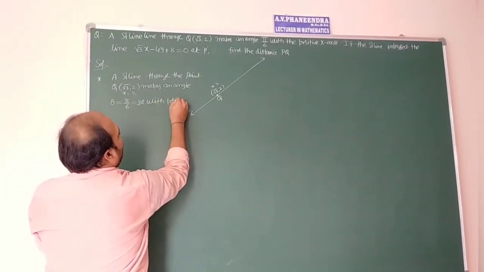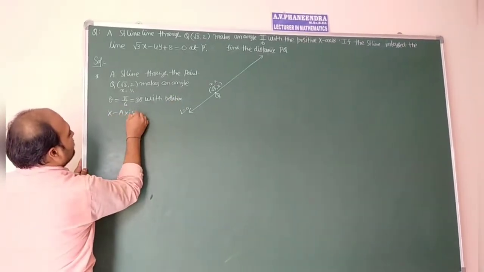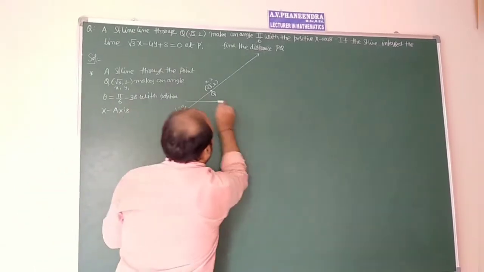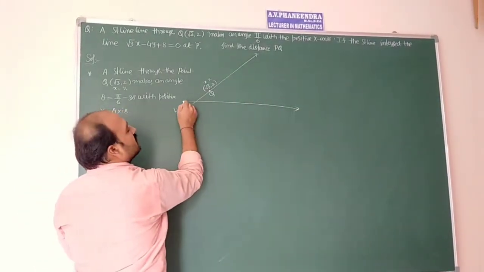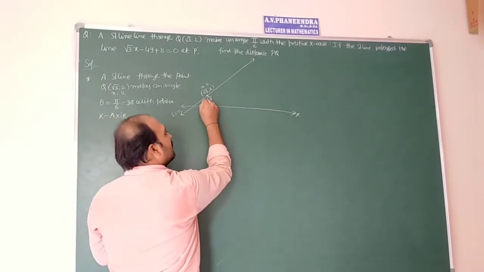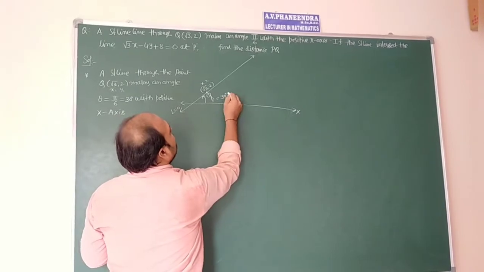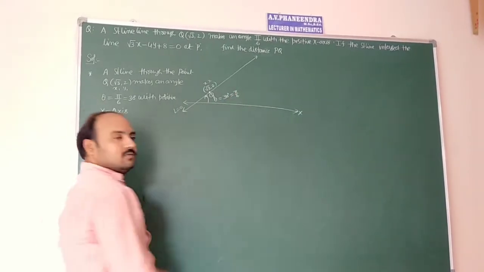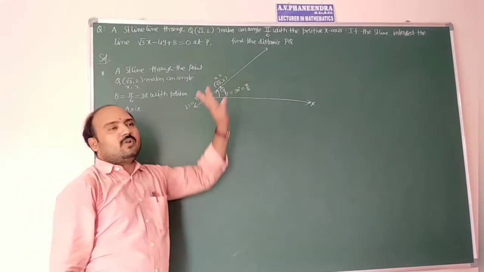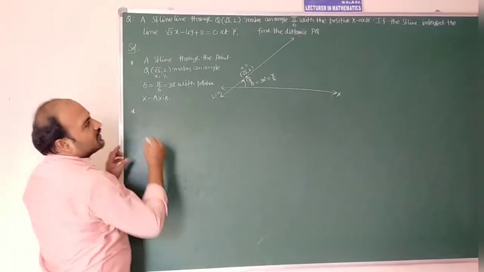With positive x-axis. This is the positive x-axis. Makes an angle theta equal to 30 degrees, pi by 6 or 30. Theta value we know, x1 y1 value we know.